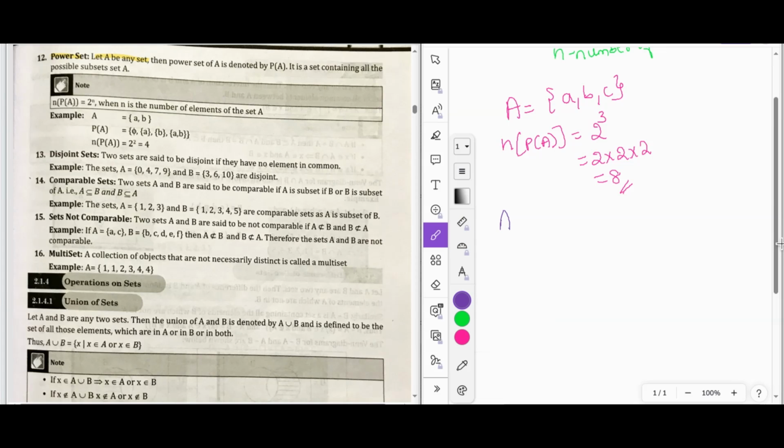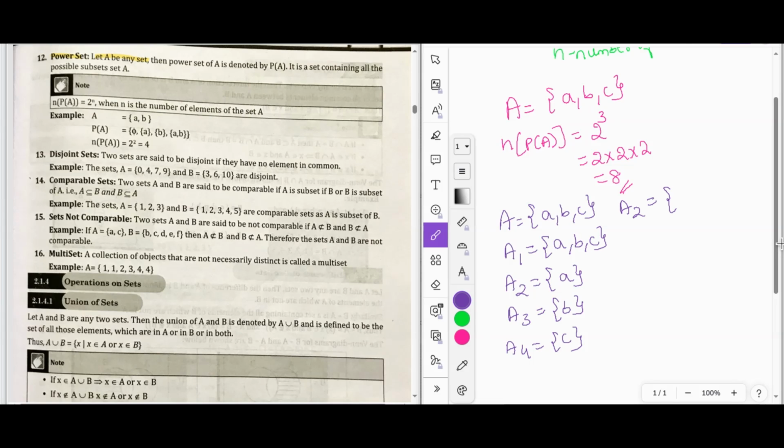So here, if A is {A, B, C}, then A1 will be the first set; you will be taking the set itself as the first subset. Then A2 will be, you will be taking single elements, A, then A3 will be B, then A4 will be C. You will be taking single-element sets. Okay. Then we will be taking two elements, that will be A and B, A comma B.